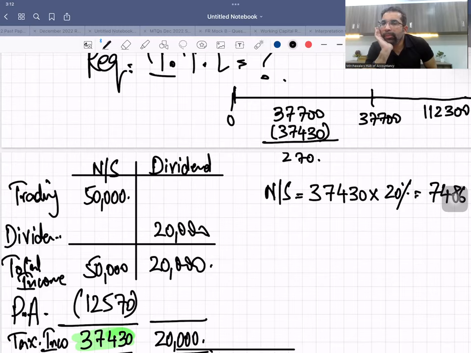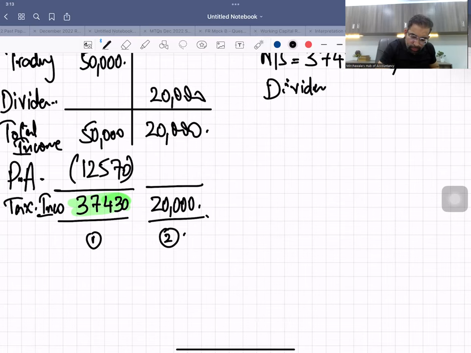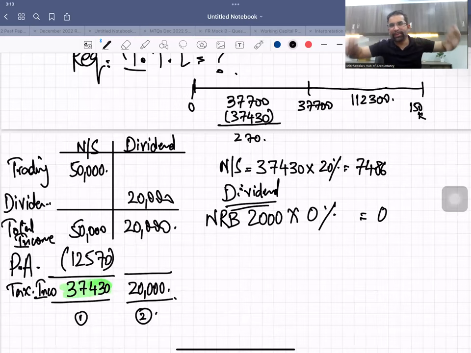So now we are going towards dividend income, because we have calculated tax on non-saving. Dividend income is 20,000. Now listen to me, golden words, very important. Whenever you need to calculate tax on dividend income, always first use the NRB, the nil rate band. The dividend NRB is 2,000. So always first do 2,000 into 0%. First 2,000, no tax.